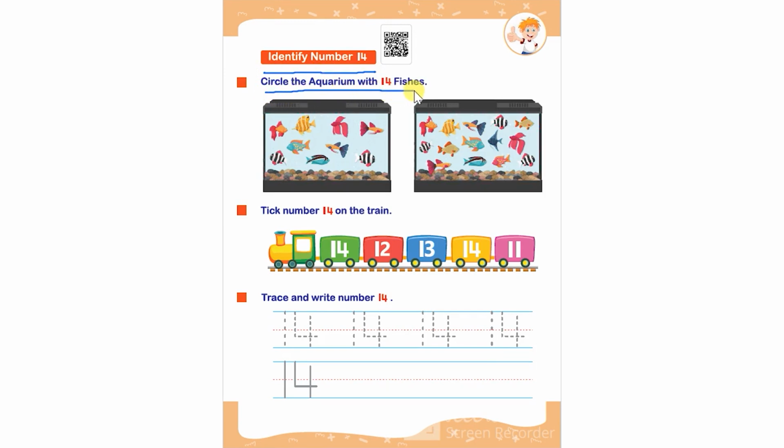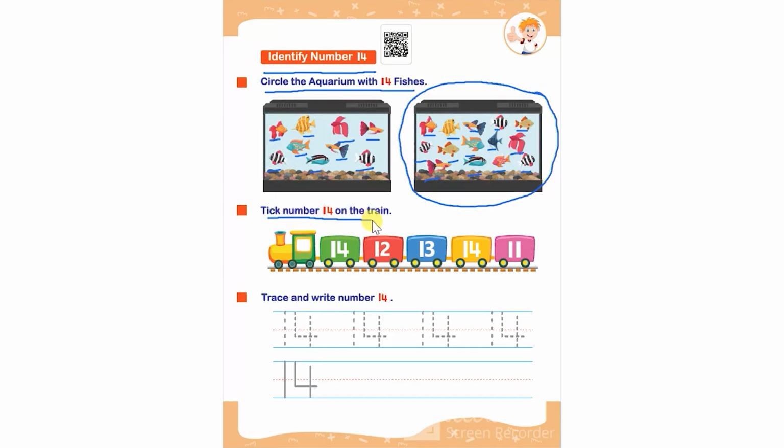In this worksheet, the topic is identify number 14. Circle the aquarium with 14 fishes. So the child has to count the number of fishes and then they have to circle the aquarium with 14 fishes. So 1, 2, 3, 4, 5, 6, 7, 8, 9. Here there are 9 fishes, and over here 1, 2, 3, 4, 5, 6, 7, 8, 9, 10, 11, 12, 13, 14. So in this aquarium there are 14 fishes, so they have to circle this aquarium.